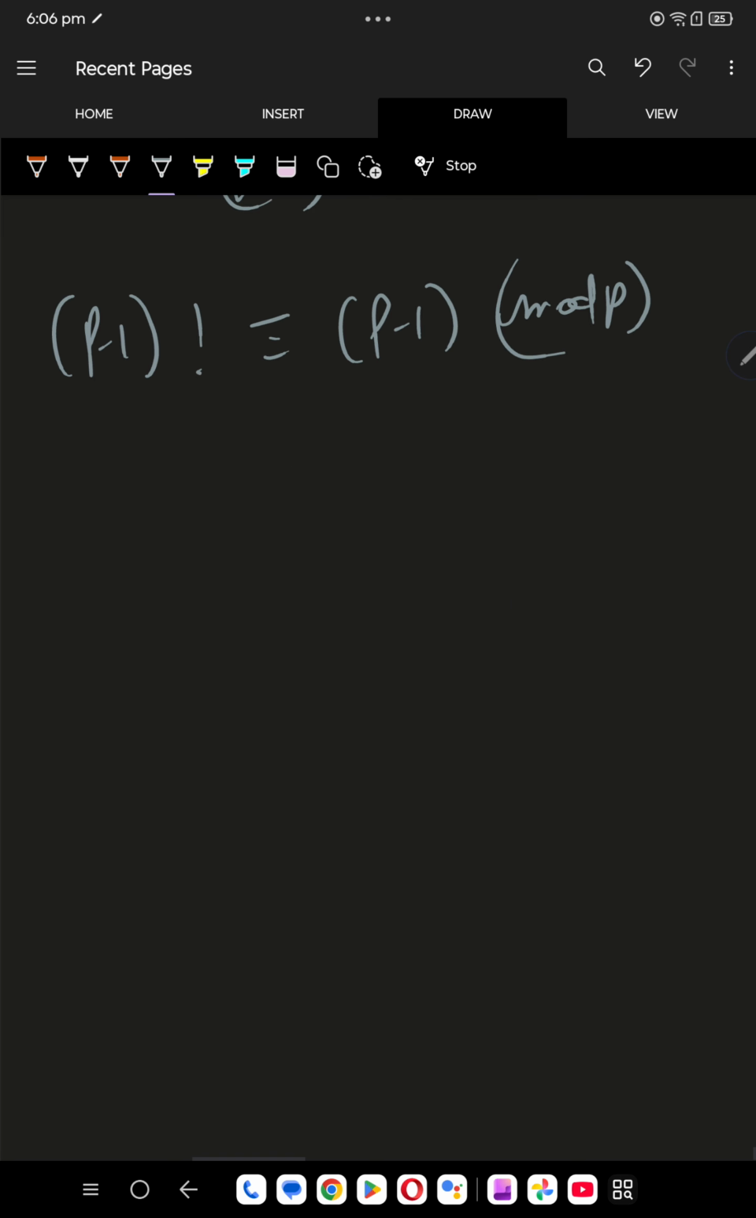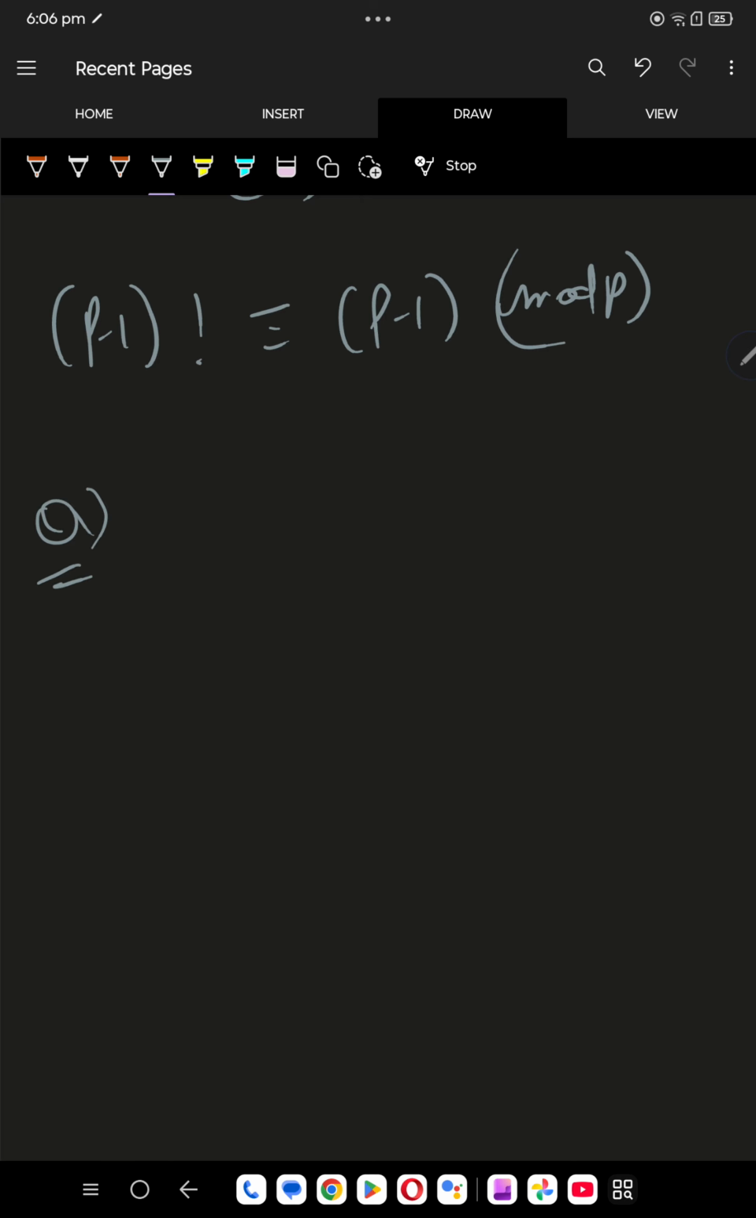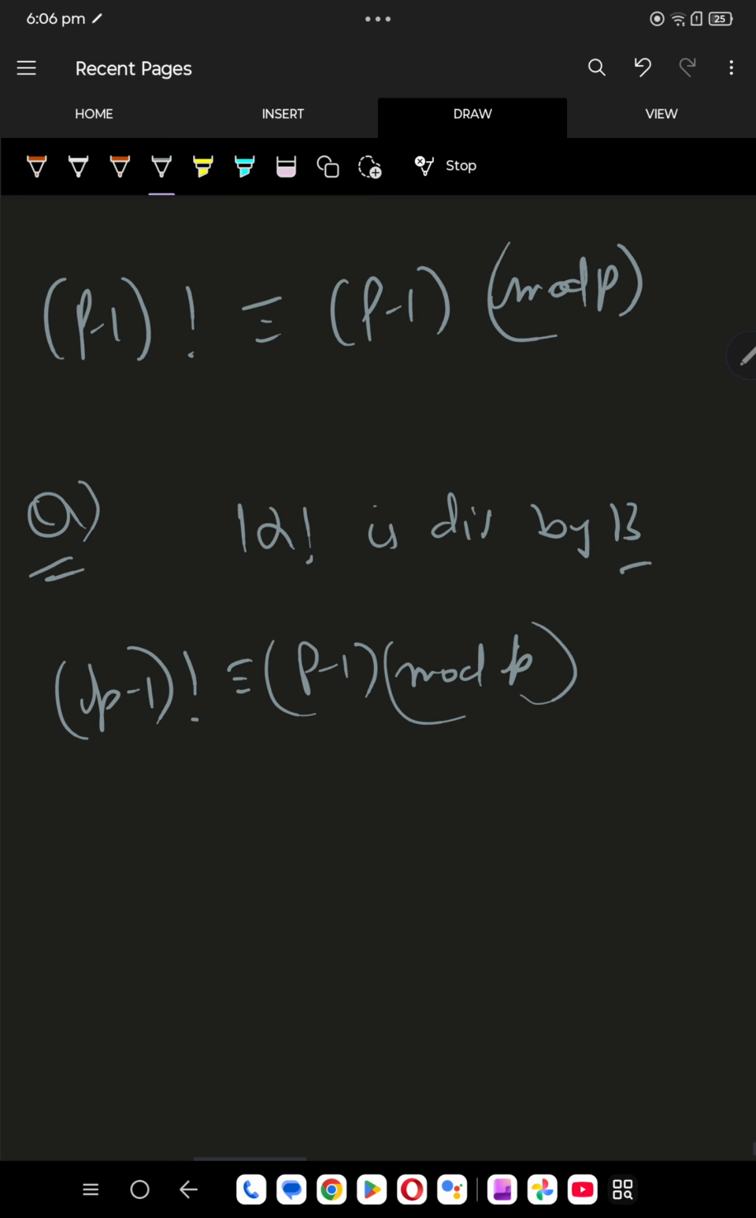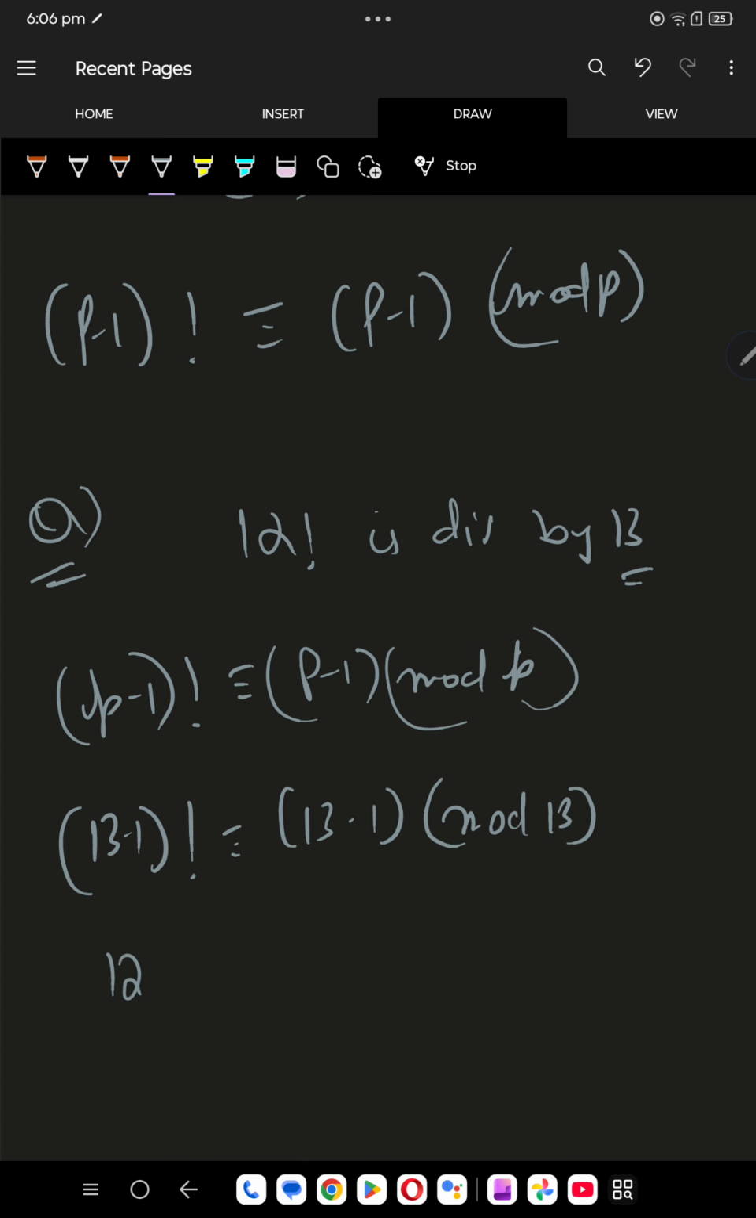Now let's solve the first question under this topic. What is the remainder when 12 factorial is divided by 13? The formula, any one of them you can use. I'll use the second one for now. (p minus 1) factorial is congruent to p minus 1 mod p. Here p is the prime number 13, correct? So (13 minus 1) factorial is congruent to 13 minus 1 mod 13. So 12 factorial is congruent to 12 mod 13.